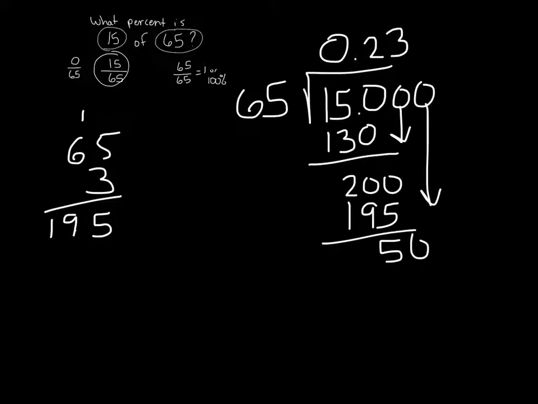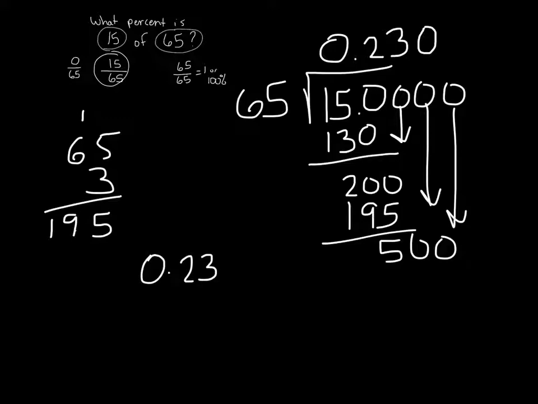And 65 doesn't go into 50 any times. So it goes in there 0 times. Bring down another 0. And I could keep going and doing this for a long time. But I realize now that I have enough information to round this to the nearest percent, which is good enough for me for this situation. So the question is, what is 0.23 in percentage? Well, that's 23 hundredths. That's exactly the same thing as 23 over 100. So I know that's going to be the same thing as 23%.